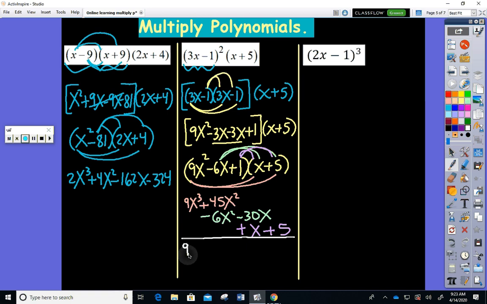So 9x cubed first column. 45 minus 6 is what? 39. X squared second column. Minus 29x third column plus 5.